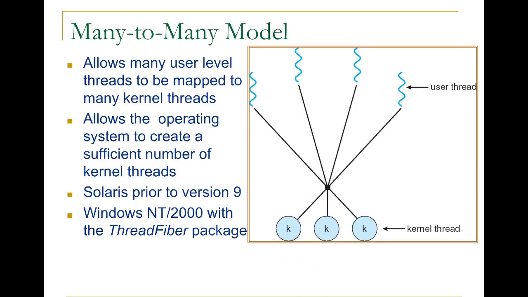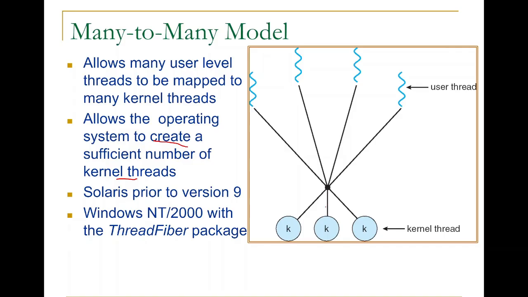Many-to-many model allows many user level threads to be mapped to many kernel threads. So here we have something like 1, 2, 3, 4 threads, and we have only 1, 2, 3 kernels. This is a situation. It allows the operating system to create a sufficient number of kernel threads.